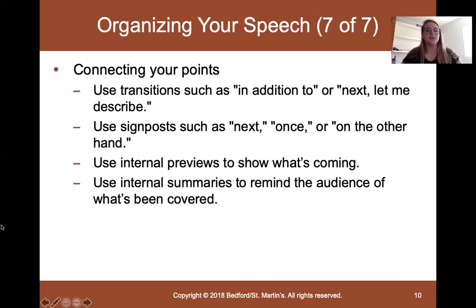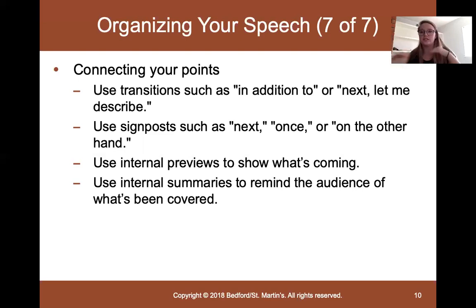Connecting your points. Use transitions such as in addition to or next, let me describe. So you need transitions between points, right? So you're going to talk about, now that I've told you how to make a peanut butter and jelly sandwich, or now that I've taught you the best ingredients to use for a peanut butter and jelly sandwich, next we're going to talk about the best way to put together that peanut butter and jelly sandwich. And that's with more peanut butter than jelly, you know?